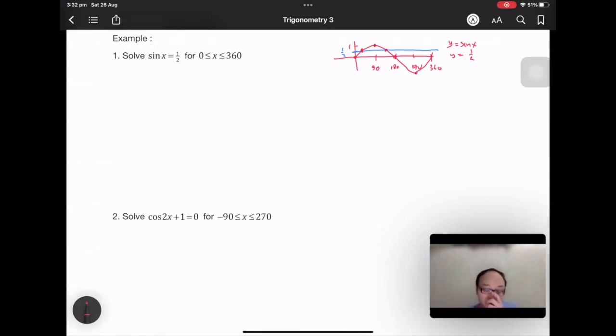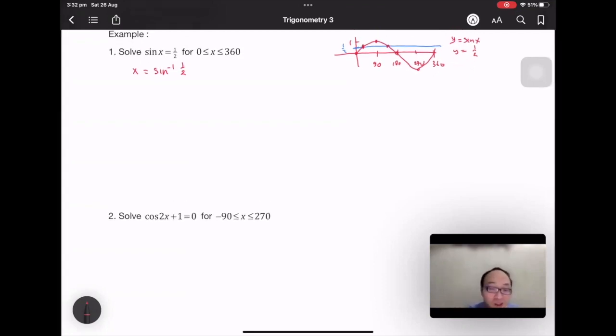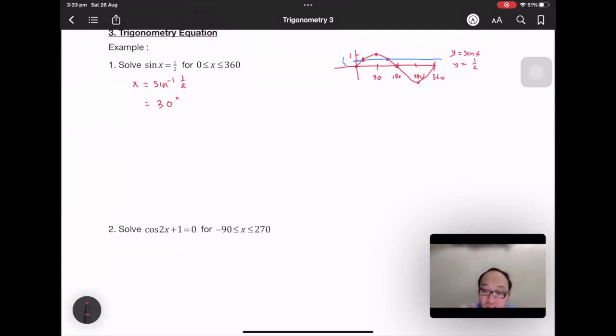So how do we solve this? We solve using the inverse of trigonometry. So sine x equals half, so x equals sine inverse of half. So we have to find the inverse function of sine of half, and this equals 30 degrees. Now, the 30 degrees is the answer for the first quadrant. We know that this is 30 degrees. This is 30.